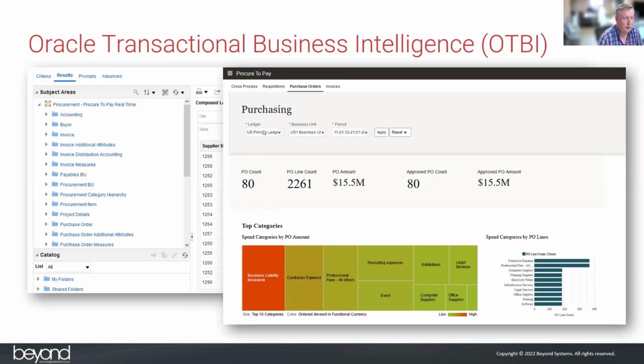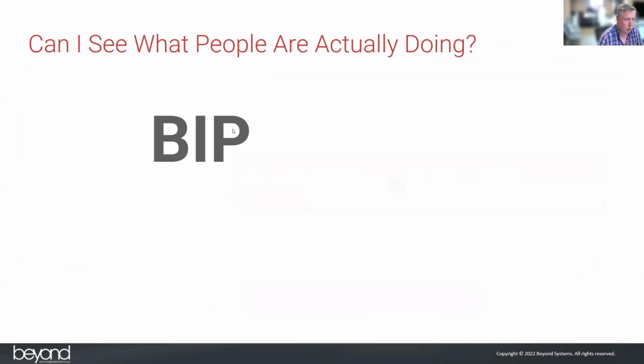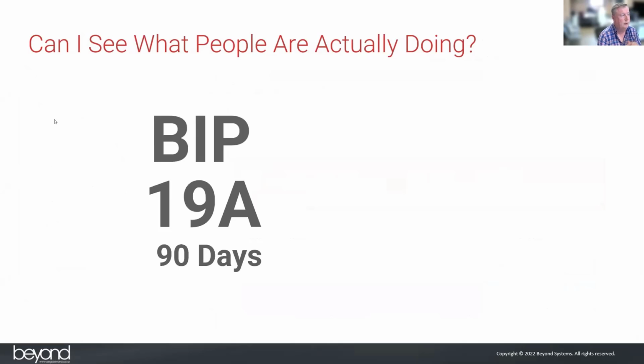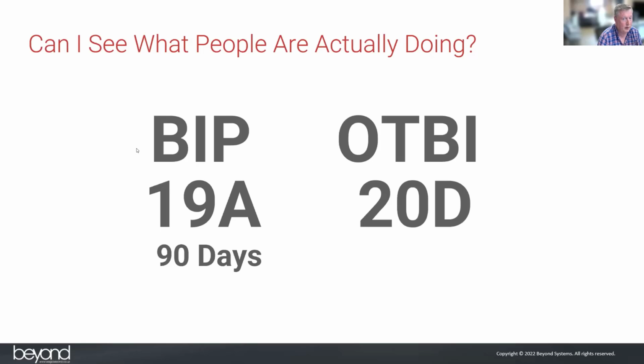So what actually happened within Oracle Cloud is that with the BIP reports, these BI Publisher reports, in 19A of the stack, Oracle started to log the usage of the reports for 90 days. And in 20D of the product, they started to log the usage of Oracle Transactional Business Intelligence, the analytics and the dashboard side of it. And that data is all logged, showing who's been using it, for 6 months. So there's a lot of intelligence in there now.